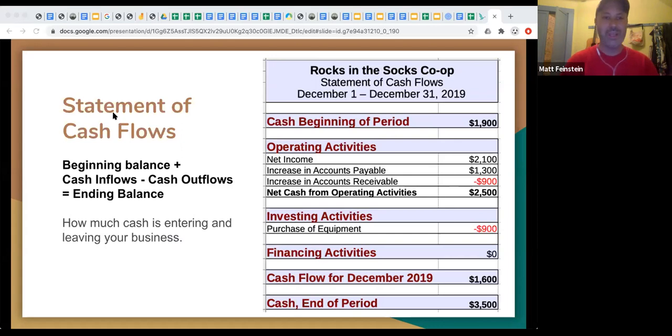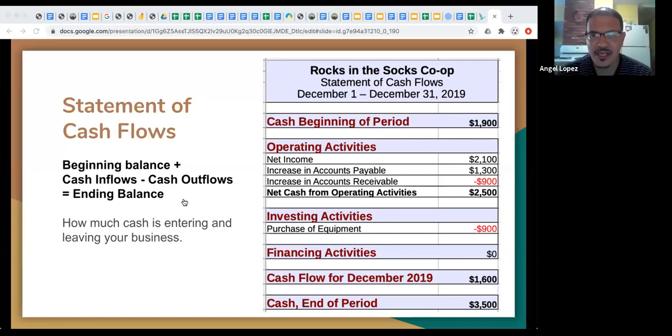Those are the three main statements that you'll often see when you're taking a look at the finances of any organization or co-op or business. And we're going to be doing some exercises, but are there any questions before we jump into some activities?